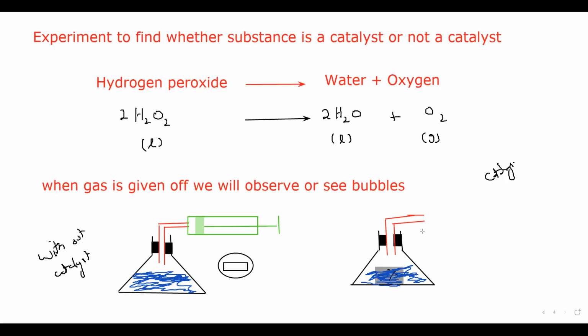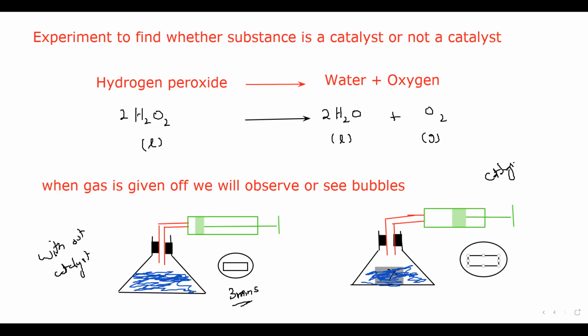After connecting this gas syringe, we'll measure the volume of the gas given off, like in 5 minutes or 3 minutes, same as the first. If the first experiment is done for 3 minutes, the second experiment should be done for 3 minutes as well, so that we can compare. The second experiment should also be done for the same time interval.